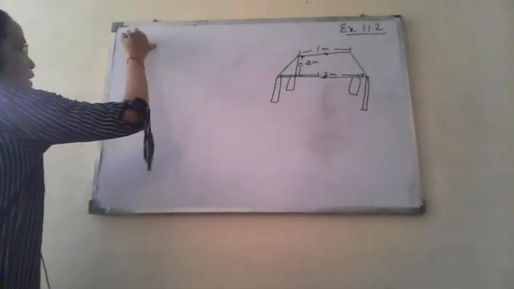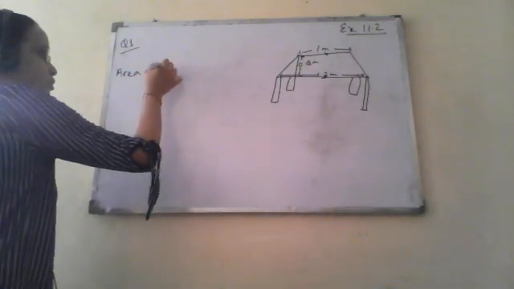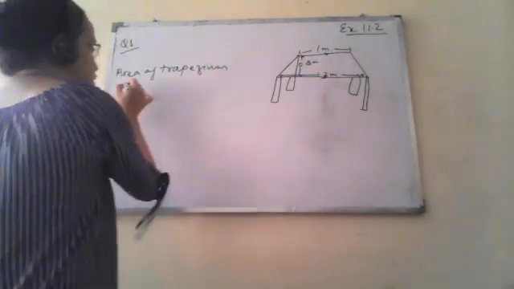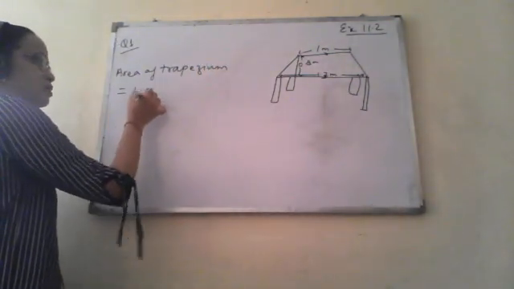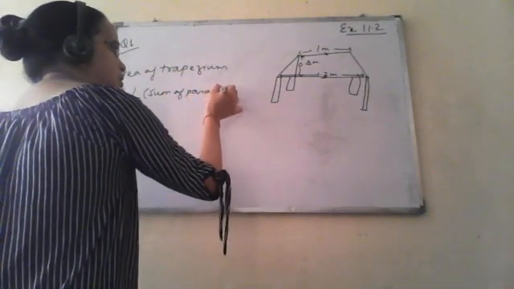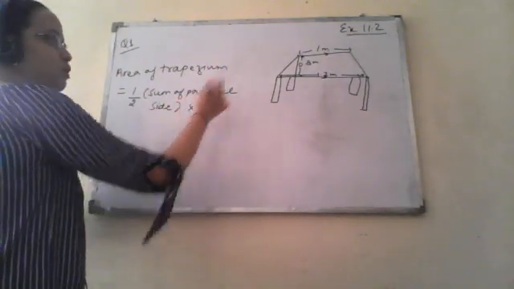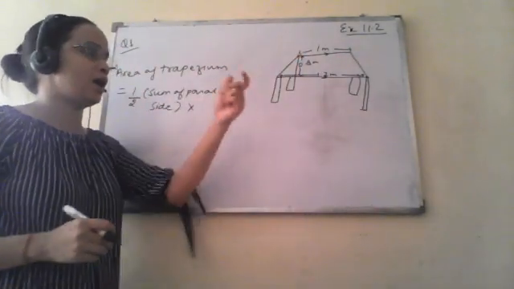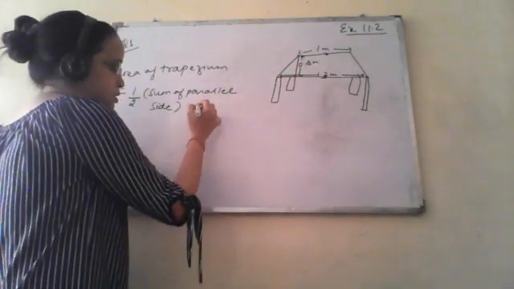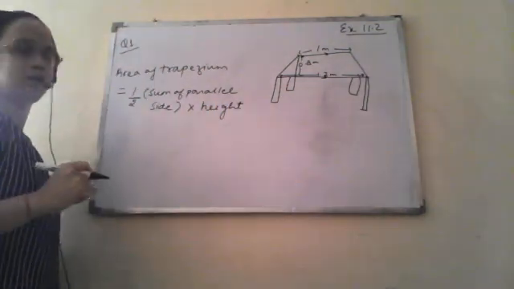Now how will you calculate the area? So the area of a trapezium is equal to half the sum of the parallel sides into the distance or height between those parallel sides. Perpendicular distance or height, you can say. So this is the formula for the area of a trapezium.